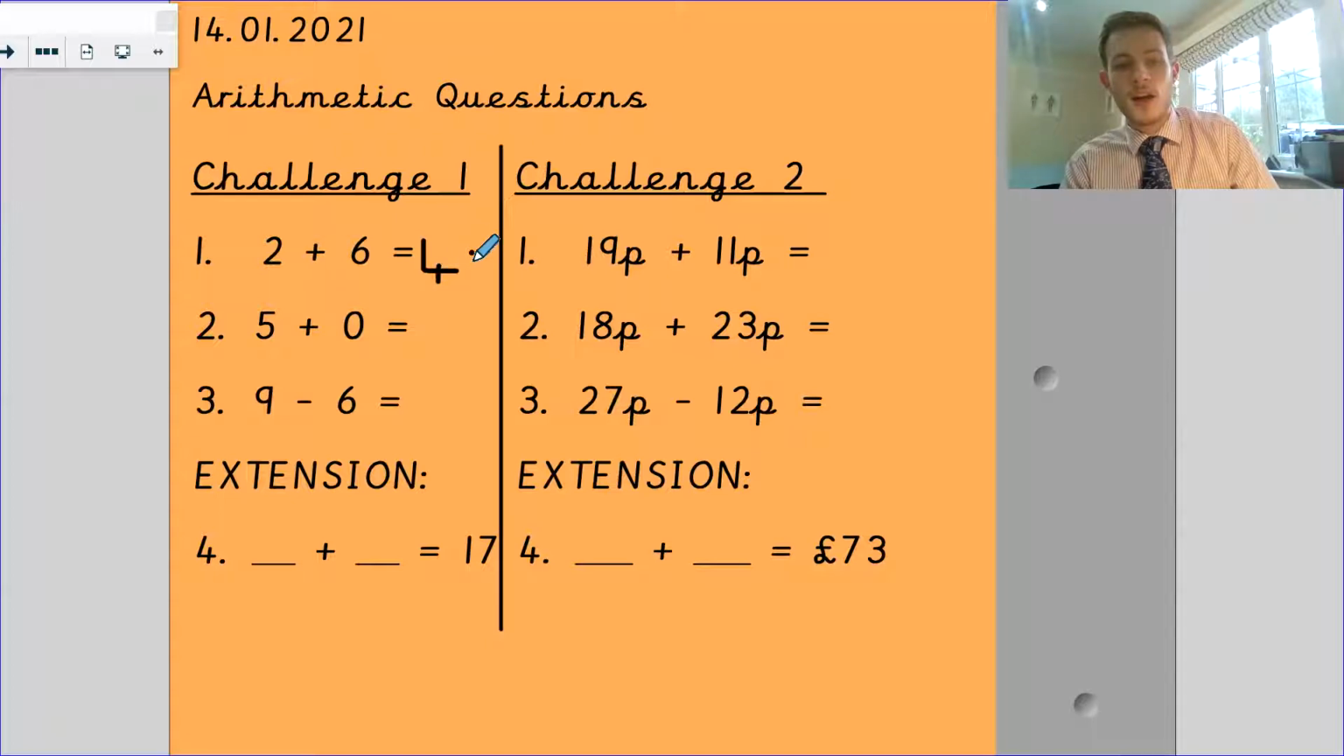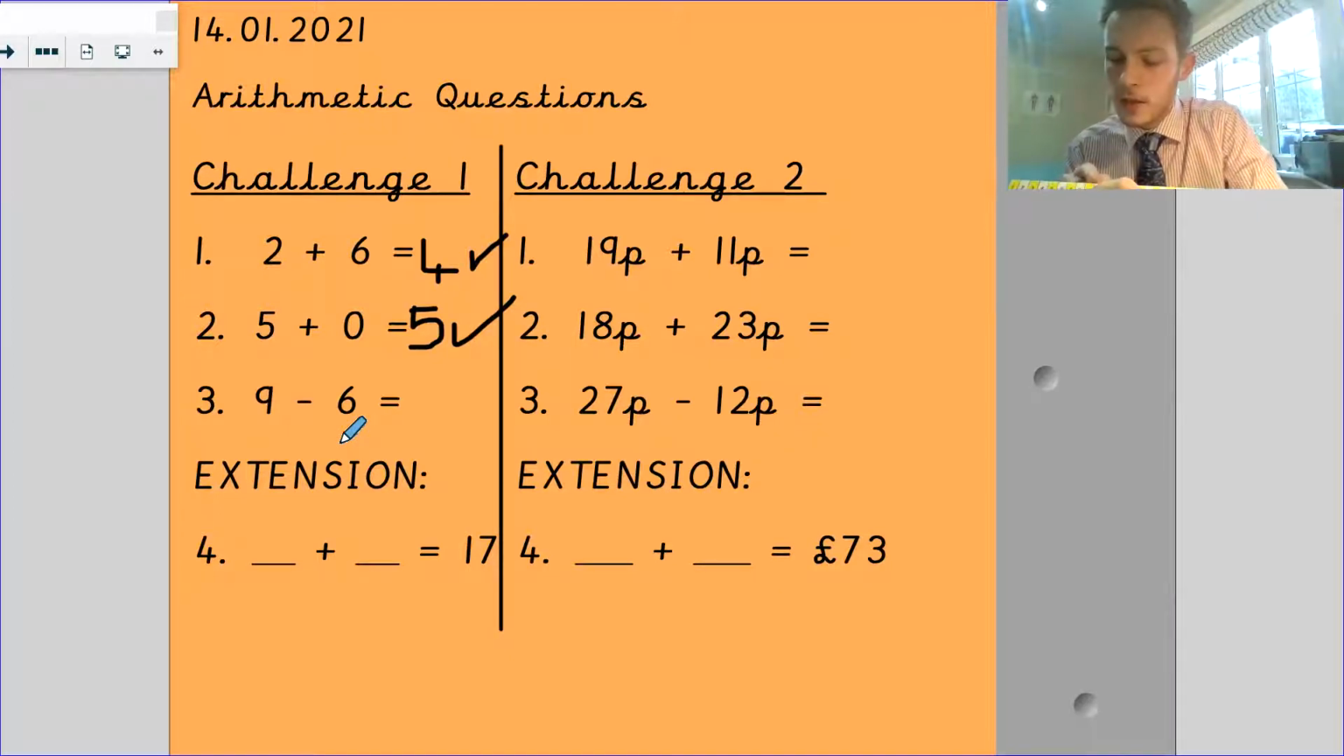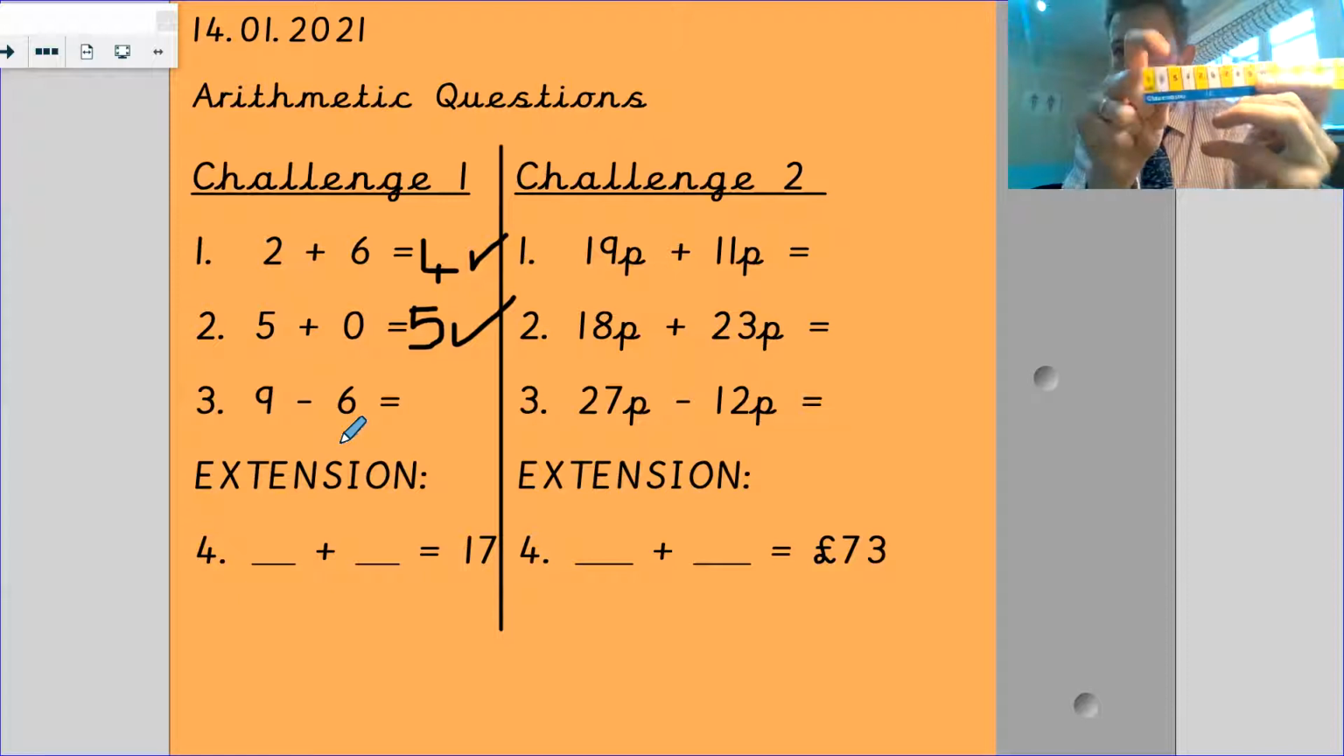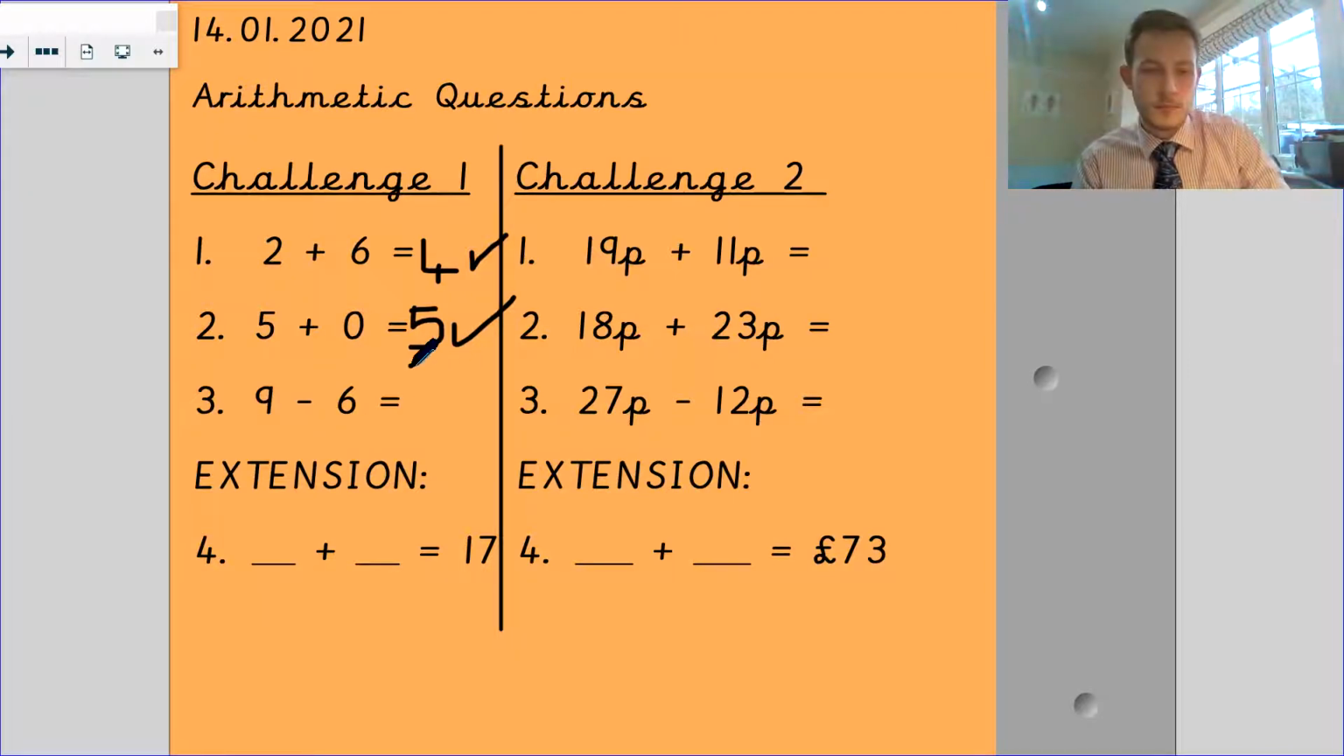I start on 5. I add nothing. I'm still going to be on 5. 9, take away 6. I'm going to start on 9, and I'm going to just jump back 1, 2, 3, 4, 5, 6. And I get to my answer of 3. And give that a tick.